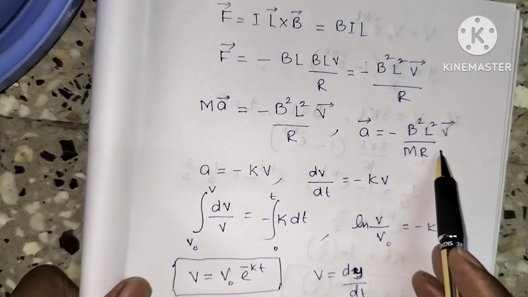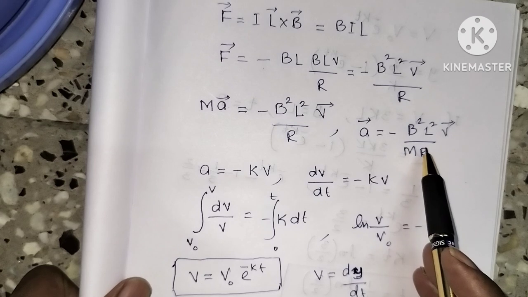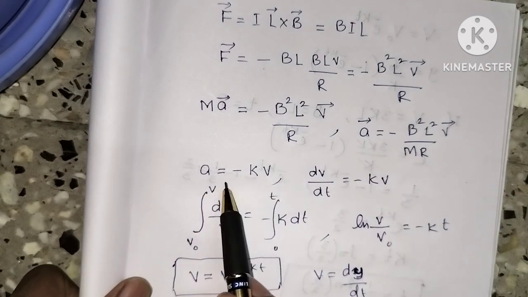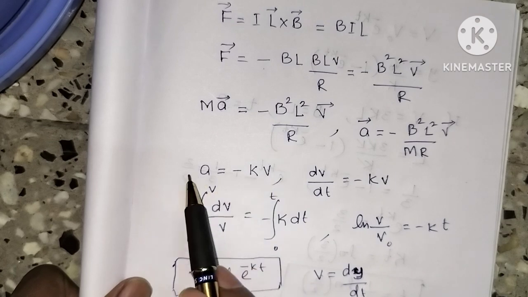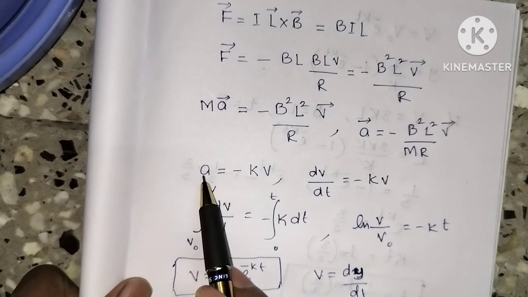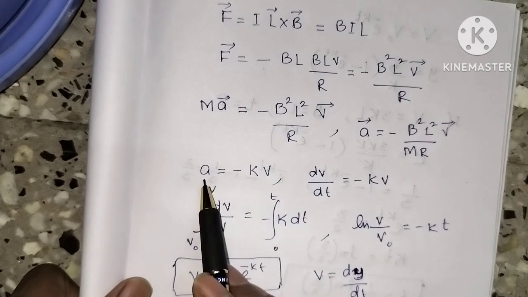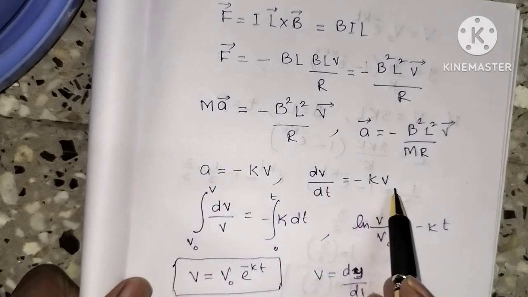This is the constant given, that is K. So A is equal to minus KV. The velocity direction is opposite to the acceleration. It is opposing the motion. That's why it is minus. Already I told, I am repeating. So A is equal to dV by dt equal to minus kV.